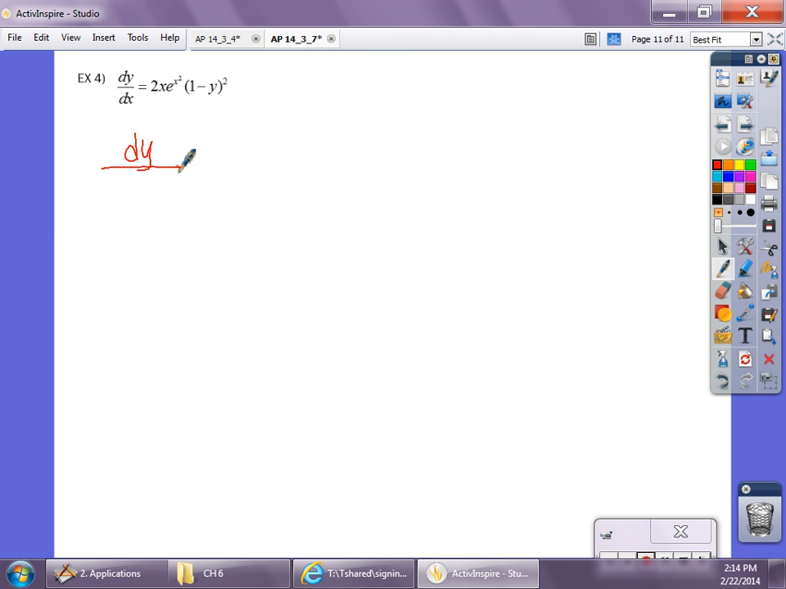So same thing, you guys should be working on your own, trying to separate your variables. The problem looks really similar to before, so go ahead and take a second and try to decide what you think you want to do.